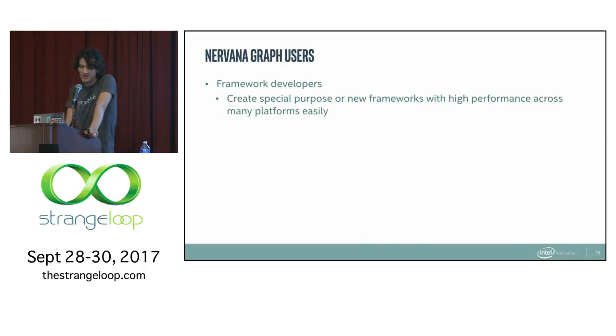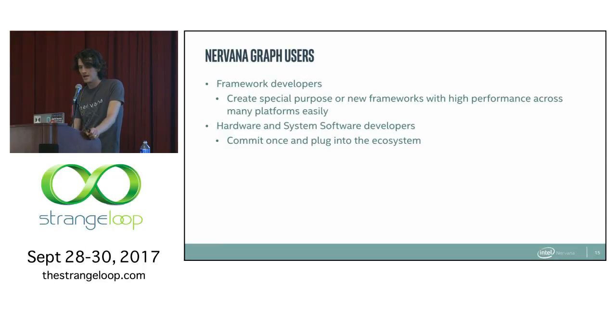One of the main targets would be framework developers. So if you're a framework developer and you've developed a new framework that exposes some new novel API, you can plug into Nervana Graph and then be able to access a highly performant code path for your backend. It's also for developers of hardware and system software for new deep learning chips. So by targeting Nervana Graph as your instruction set, you can commit once and plug into a larger ecosystem.